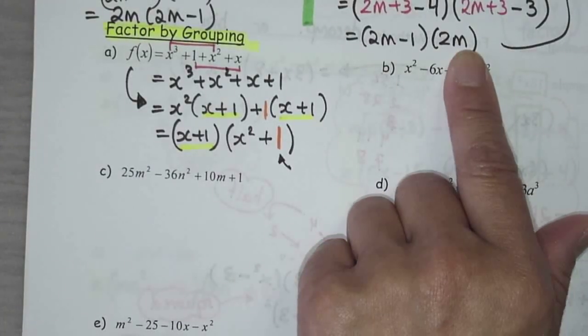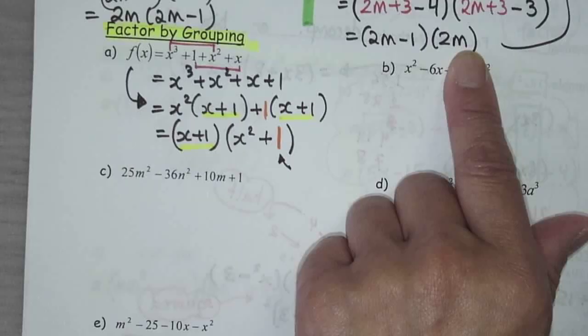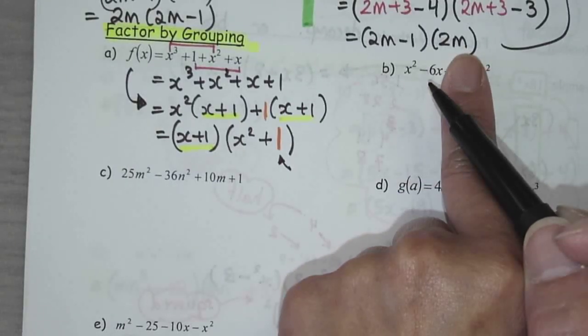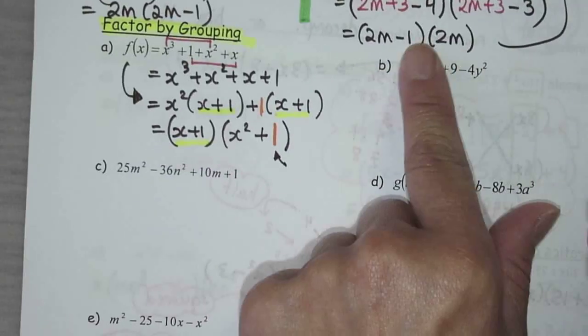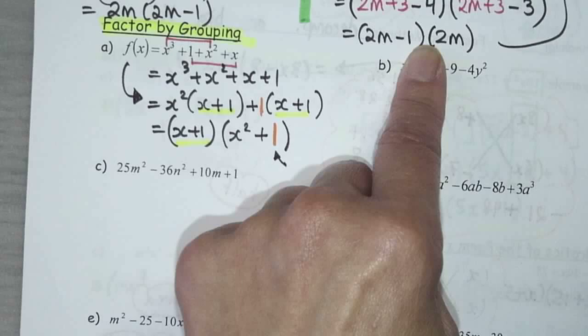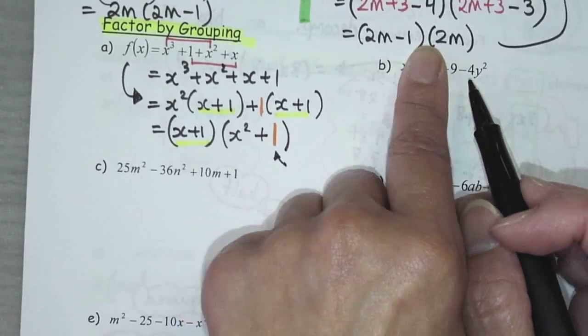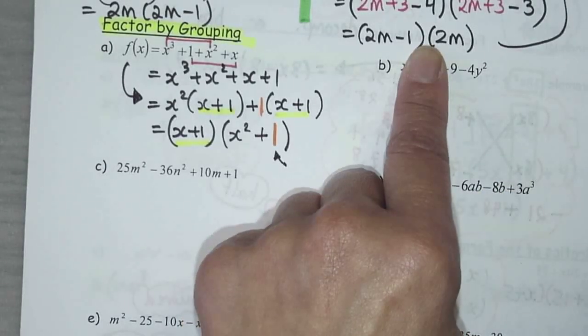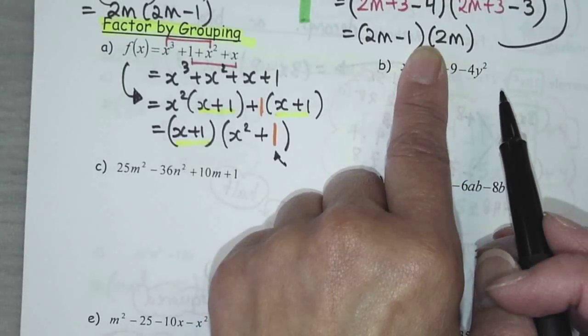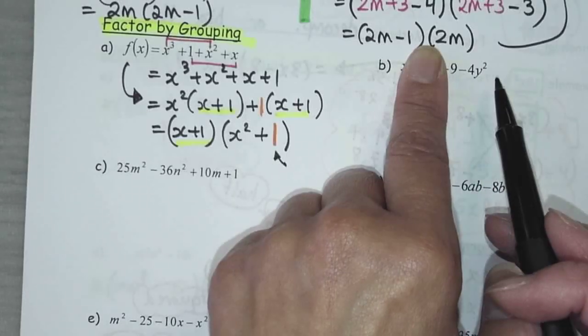Is there a common factor between the first two? Yes, x. There's an x, so it would be x minus 6. So keep x minus 6 in your head. Is there a common factor here? No, but what is it? What's 9 minus 4y squared? 9 is a perfect square. 4y squared is a perfect square. It's a difference of squares.